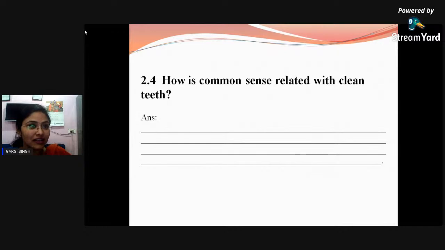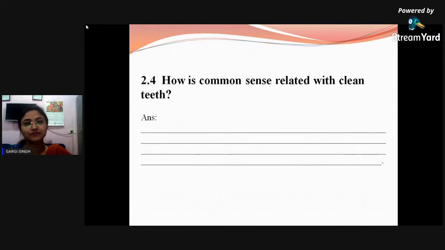Dipakshi says it represents the health of a person. Yes, okay. Chandrani says if we won't clean our teeth, there will be tooth decay. Okay, very nice. Akriti says it represents our common sense regarding health and hygiene. Very good. Very nice answers. Now let's see the answers.